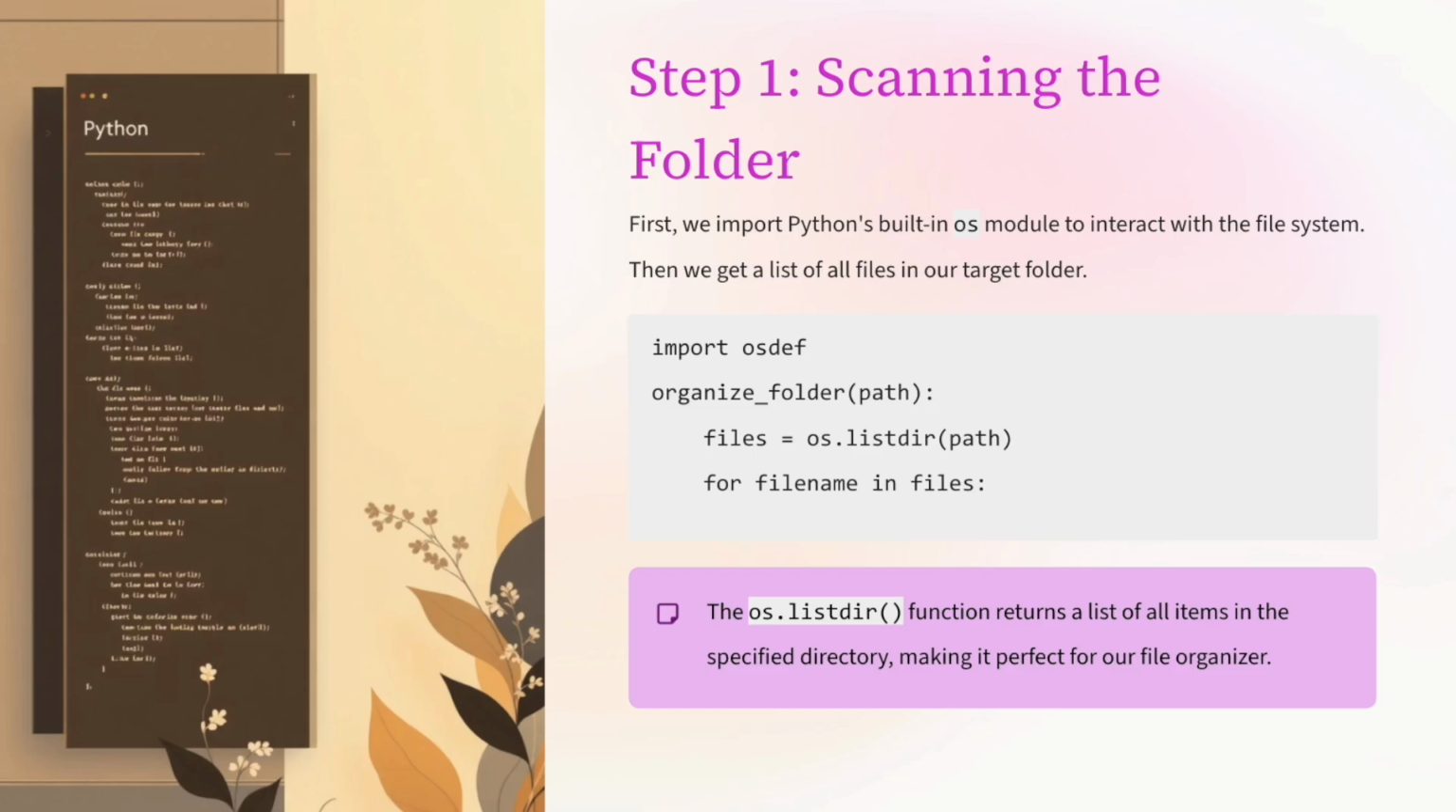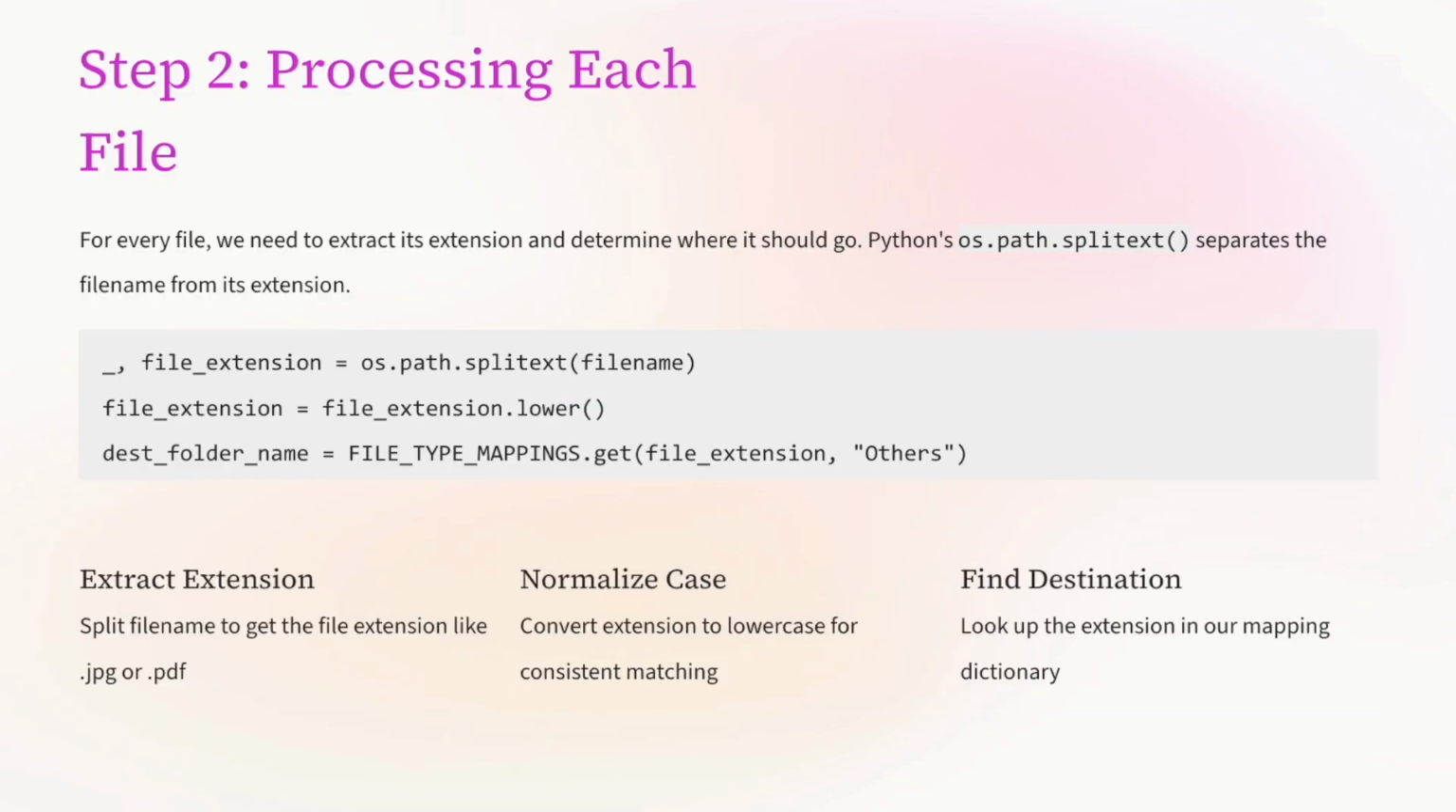Now for the really clever part. Inside our loop, we need to figure out what kind of file we're dealing with. We don't care about the whole file name, just the extension at the end. As you can see in this code block, we use os.path.splitext. This function is perfect for the job. It splits a file name like my_photo.jpg into two clean parts, my_photo and jpg. We only need that second part.